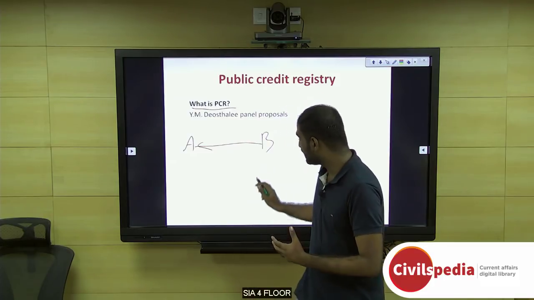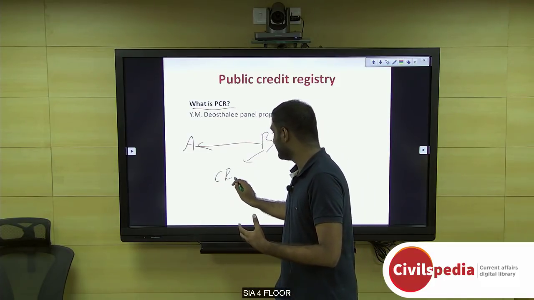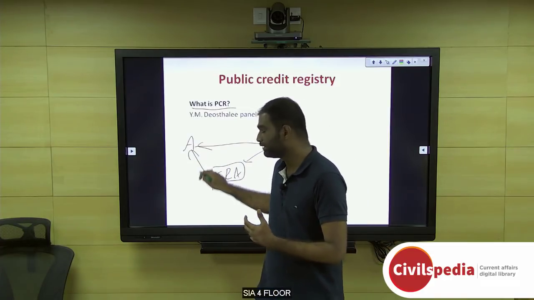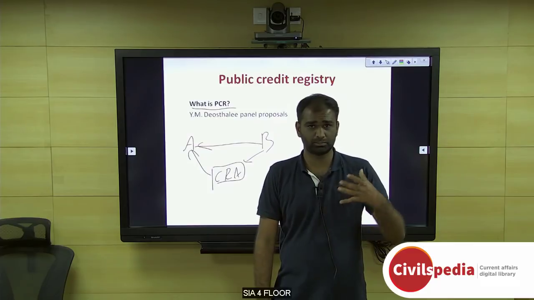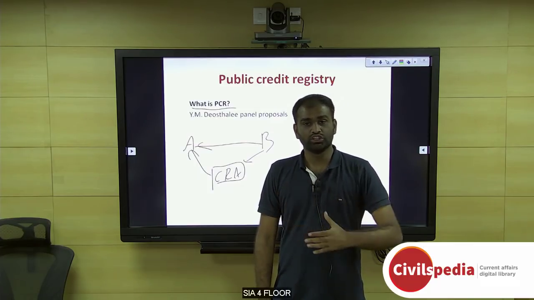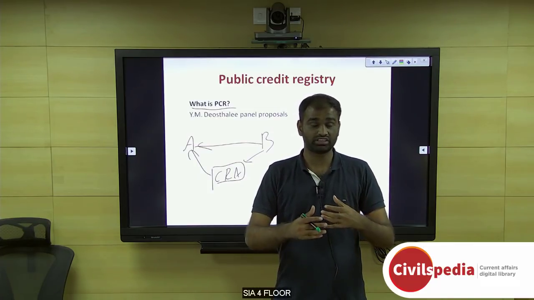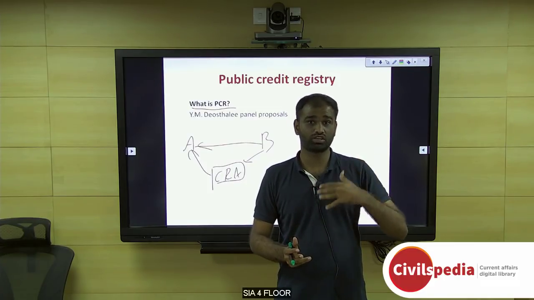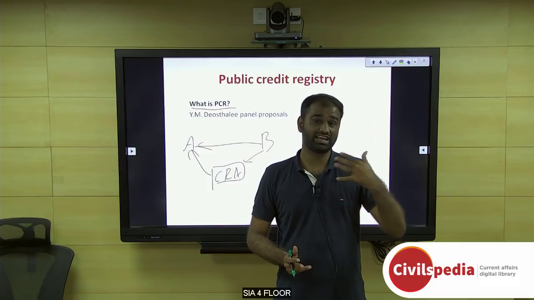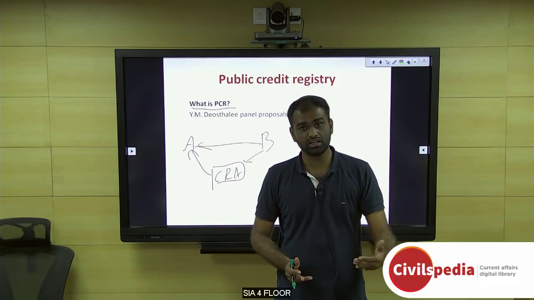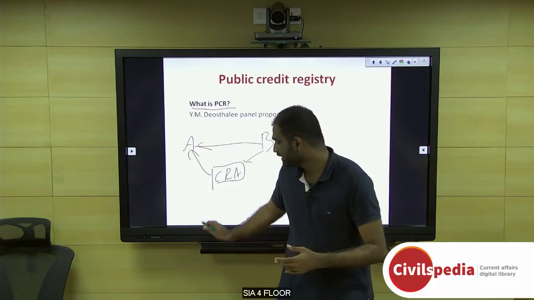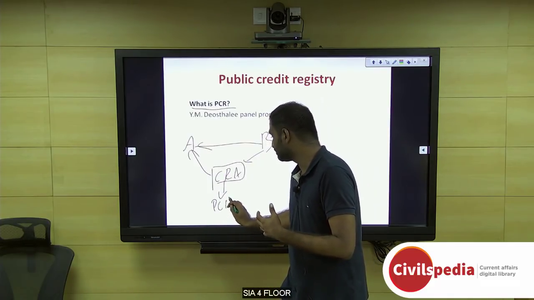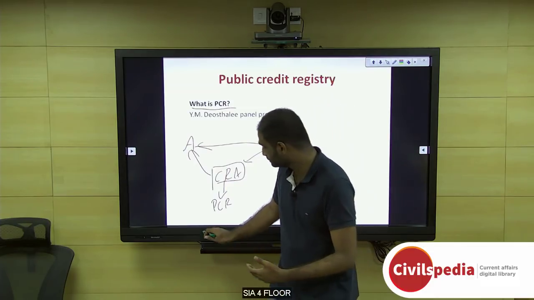For that reason, the bank will approach a credit rating agency. The job of the credit rating agency is to assess the creditworthiness of this particular individual A. That is, they will assess whether this person will repay those loans. To assess his creditworthiness, they should have access to crucial credit information, that is, his past credit history, like what loans he has taken and whether he has repaid all those loans. All that information should be accessible to credit rating agencies. For that purpose, the public credit registry has been created.